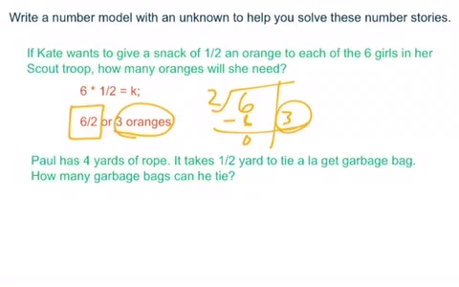Here's another one. Paul has 4 yards of rope. It takes 1/2 yard to tie, oh boy, I got a typo in there, a garbage bag. I don't know what it was originally, but to tie a garbage bag. So how many garbage bags can he tie? He's got 4 yards of rope. It takes 1/2 yard to tie 1 garbage bag. How many garbage bags can he tie with his 4 yards? Write a number model with an unknown to help you solve it, then try and solve it, come back and check your answer.